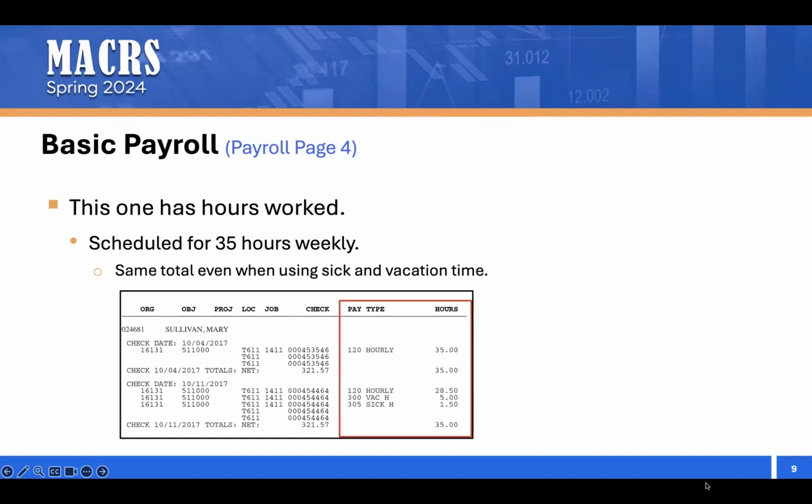All right, that was the very basic payroll. This one is still pretty basic. Their first check, you can see, is 35 hours of hourly. So this person, they are tracking the hours.